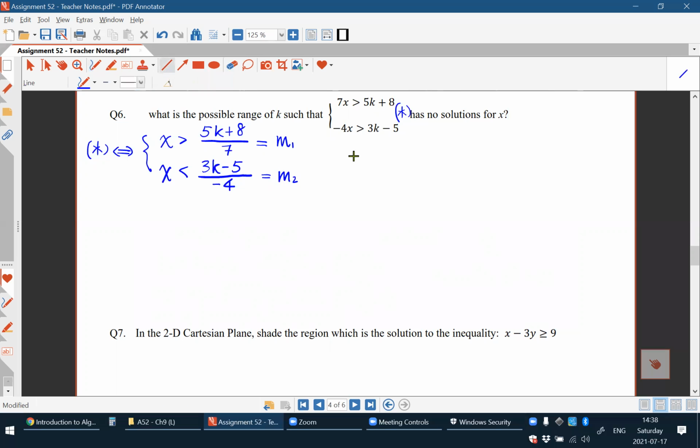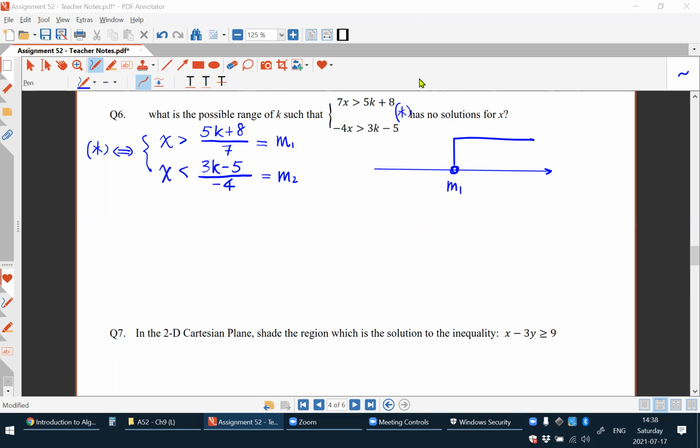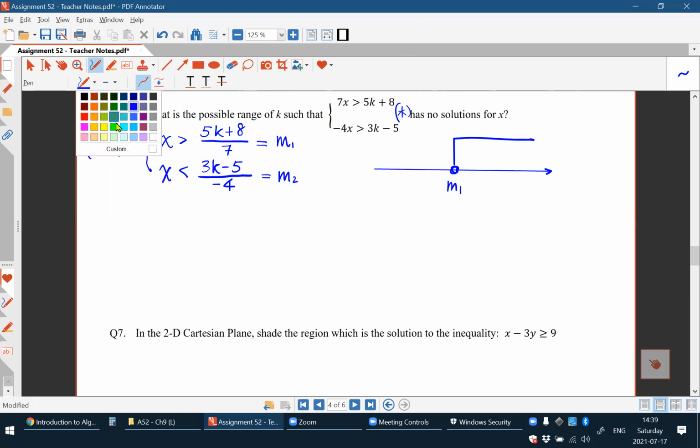And then we need to decide which one is larger. Let's say M1 is here, and according to the system, x should be greater than M1, right? So x should be to the right of M1. Now, can you tell me what is the relative position of M2? Should it be on the left of M1 or on the right of M1? Left or right? Such that there's no solution for x. Left, right? Okay, so it must be to the left of M1.